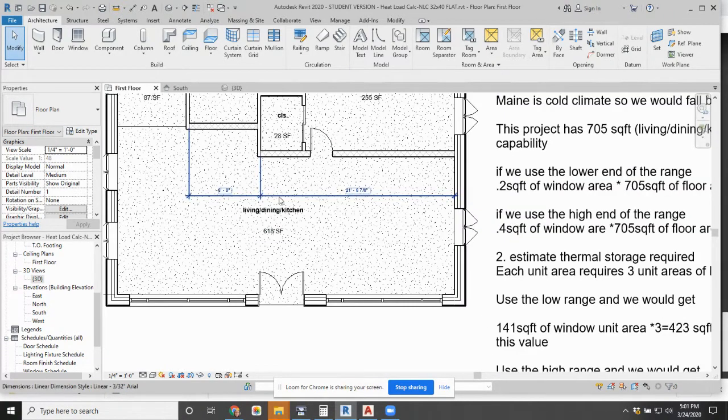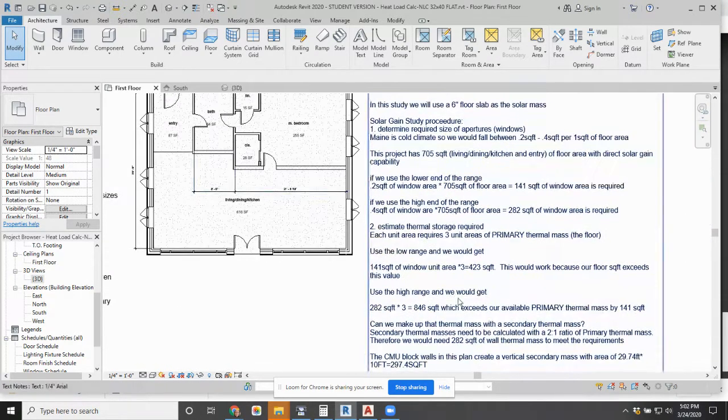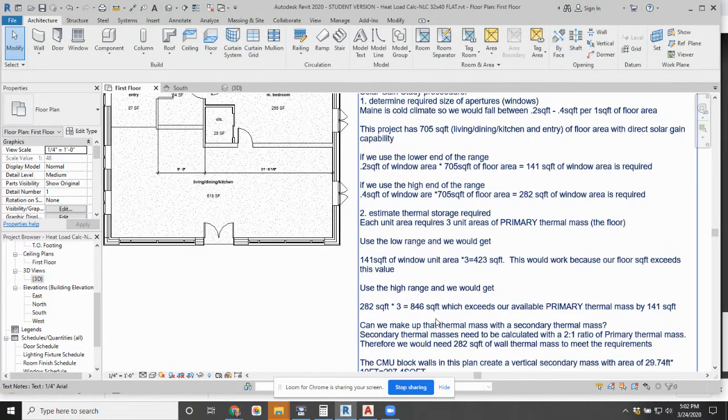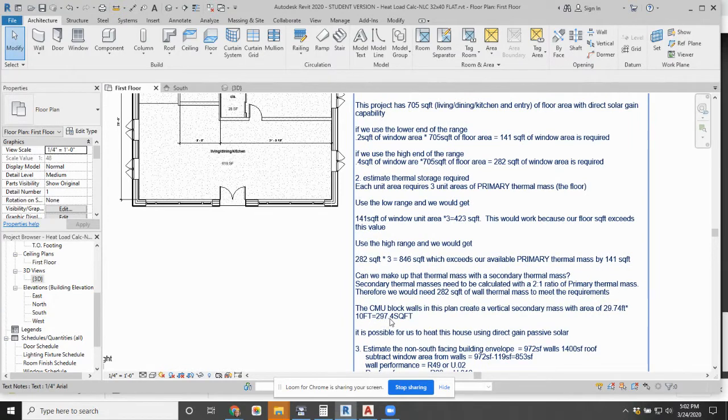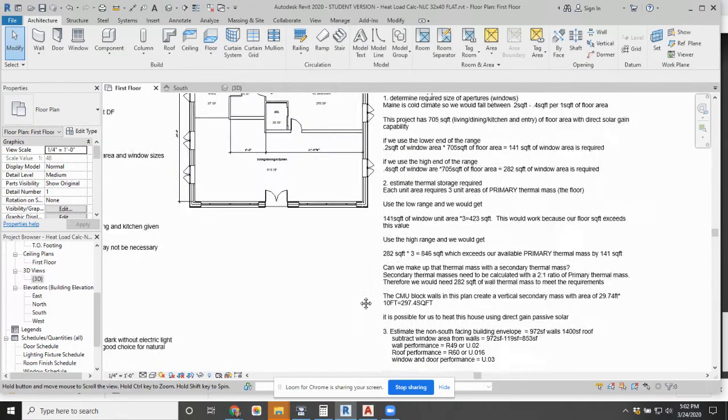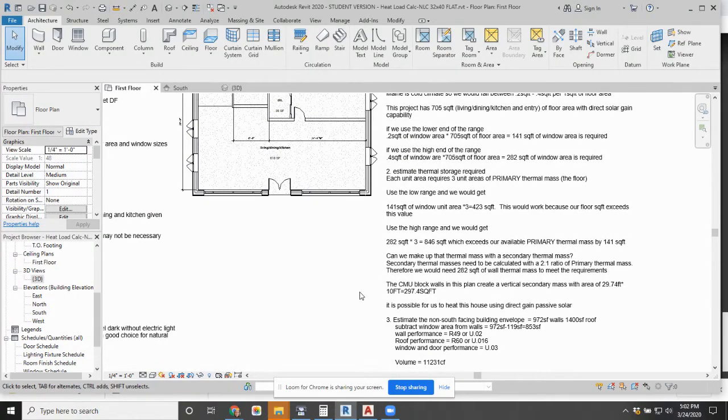It just so happens that my CMU block walls here, because they're 10 feet tall, remember, end up being 297.4 square feet. So this is possible. This is doable. It is possible for us to heat this house using direct gain passive solar, but we really need to do a little bit more work to find out if we actually hit that net load coefficient.